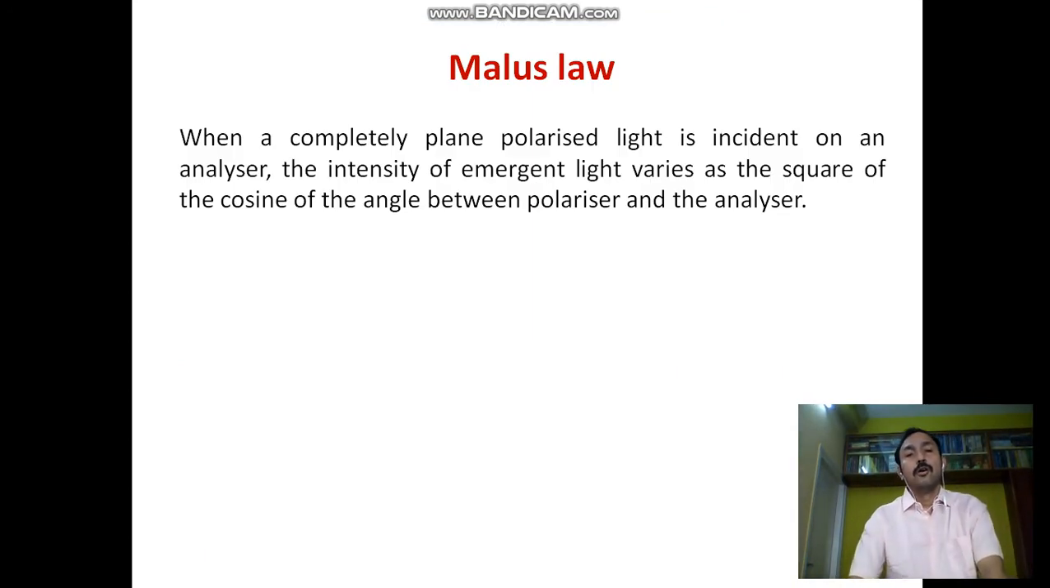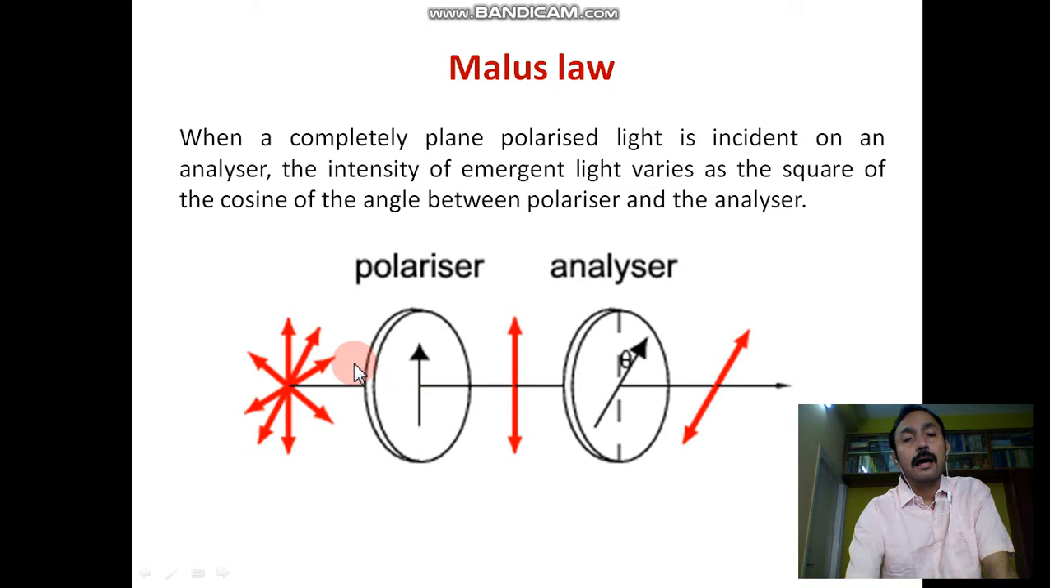Malus law. When a completely plane polarized light is incident on an analyzer, the intensity of emergent light varies as the square of the cosine of the angle between polarizer and analyzer. This is the unpolarized light falling on the polarizer. This is the axis of the polarizer. This is the plane of linearly polarized light. Now after passing through the analyzer, this is the axis of the analyzer. So its angle is theta with the axis of the polarizer.